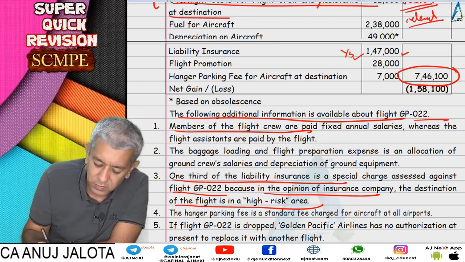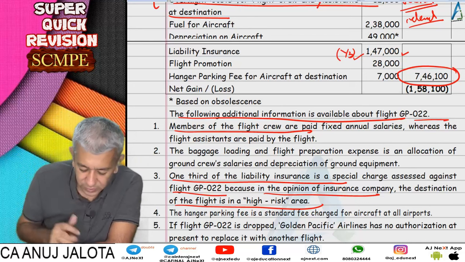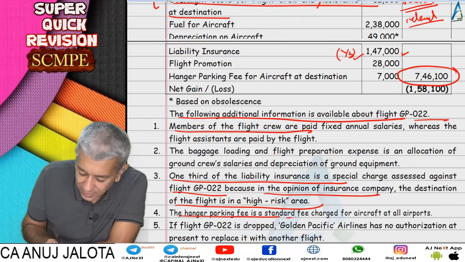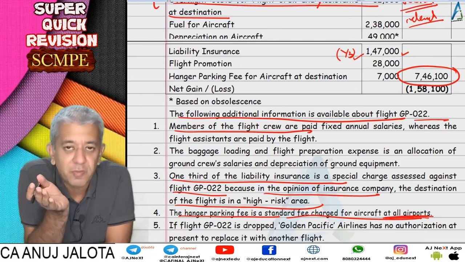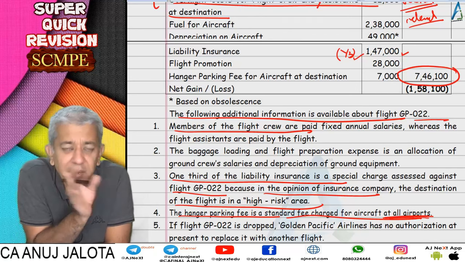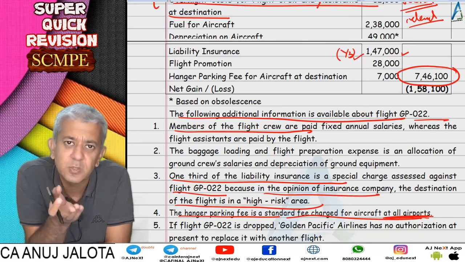So therefore, 1/3 of this particular cost will be relevant. Depreciation in any case is an irrelevant cost. Further, the hangar parking fees, this was important, is a standard fee charged for aircraft at all the airports. If the plane will fly from Delhi to Leh, then this hangar parking fees will have to be paid at Leh. If it will not be flying, this hangar parking fees will have to be paid at Delhi. So in any case, this expense has to be incurred.